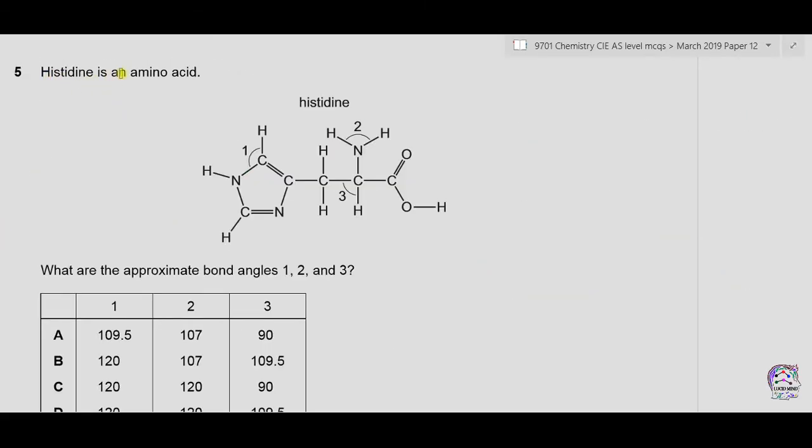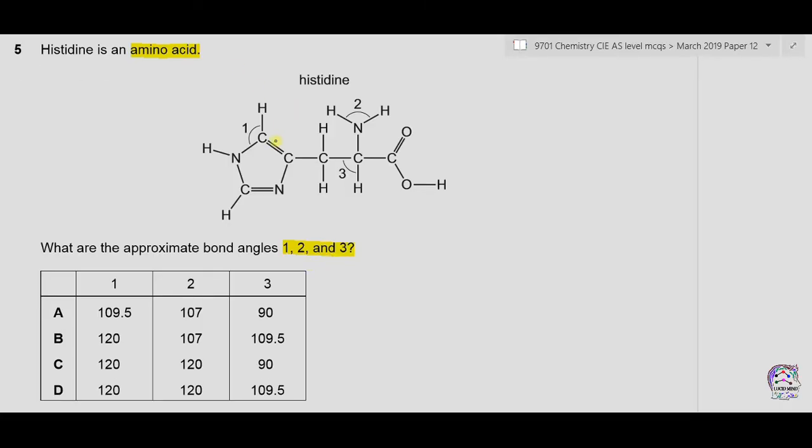Question number 5. Histidine is an amino acid. This is the structure of histidine. What are the approximate bond angles 1, 2 and 3? According to valence shell electron pair repulsion theory, a double bond behaves as a single covalent bond. So for 1, we can see that this carbon has no lone pairs of electrons, and it is making 4 covalent bonds, out of which this bond will be considered as a single covalent bond for the shape. So whenever there are 3 atoms surrounding the central element, the bond angle is 120 degrees.